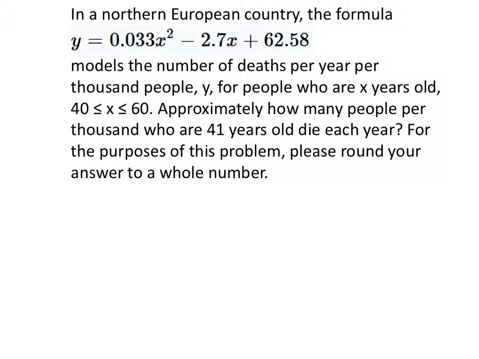There's a lot of words in this word problem, which kind of throws you off. In a Northern European country, the formula models the number of deaths per year per 1,000 people, y, for people who are x years old. And this is only for the ages between 40 and 60. Approximately how many people per 1,000 who are 41 years old die each year? For the purpose of this problem, we'll round this to the nearest whole number.